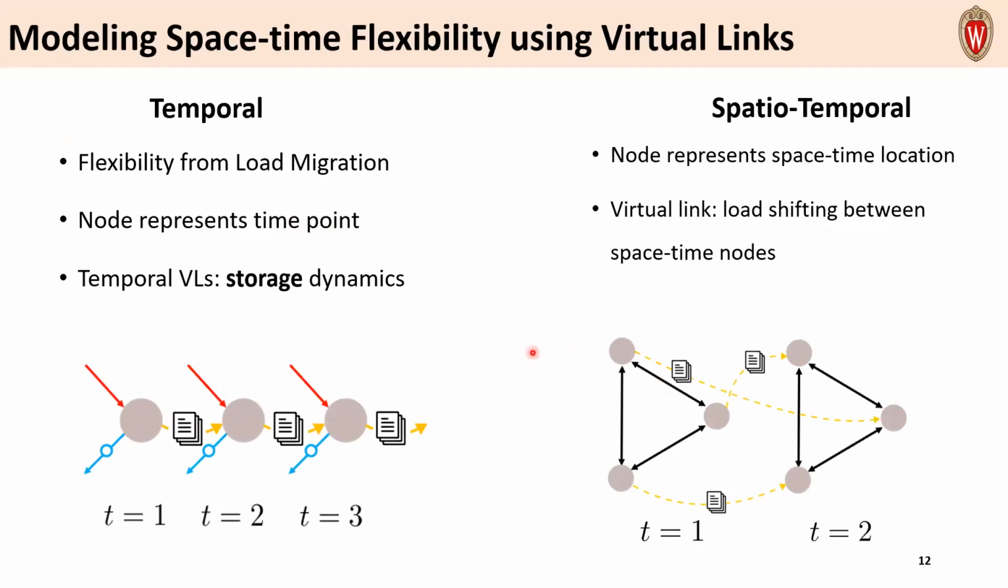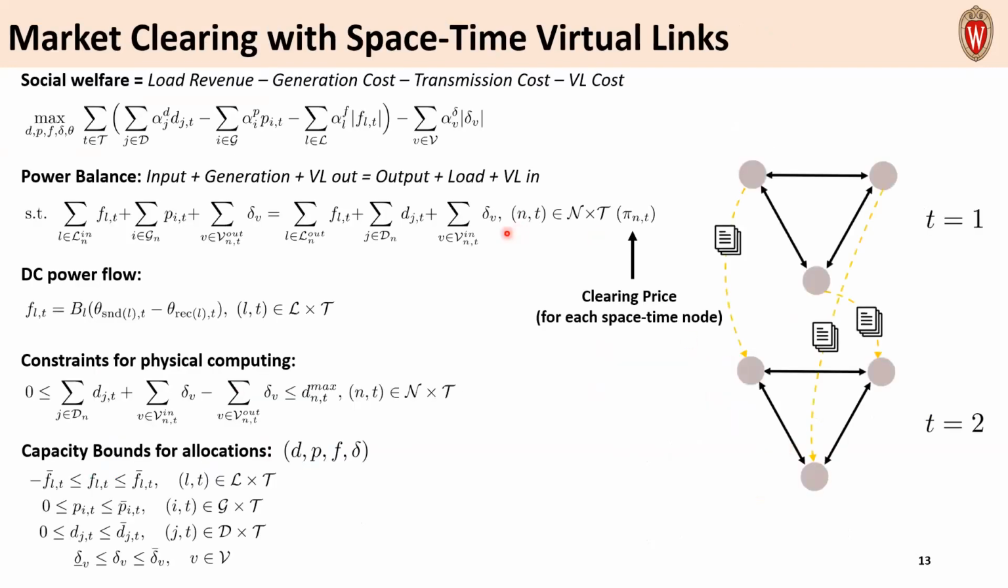Following this reasoning, we can generalize our virtual link concept to represent flexibility from space-time load shifting. The market clearing uses each node to represent a space-time pair now, and each virtual link will connect a pair of space-time nodes here. The changes to our market clearing framework are quite intuitive to capture space-time flexibility. Basically, we index our decision variables by the additional time dimension here, and the original constraints like the power balance and the DC power flow and everything else will be broadcast in the time dimension too.